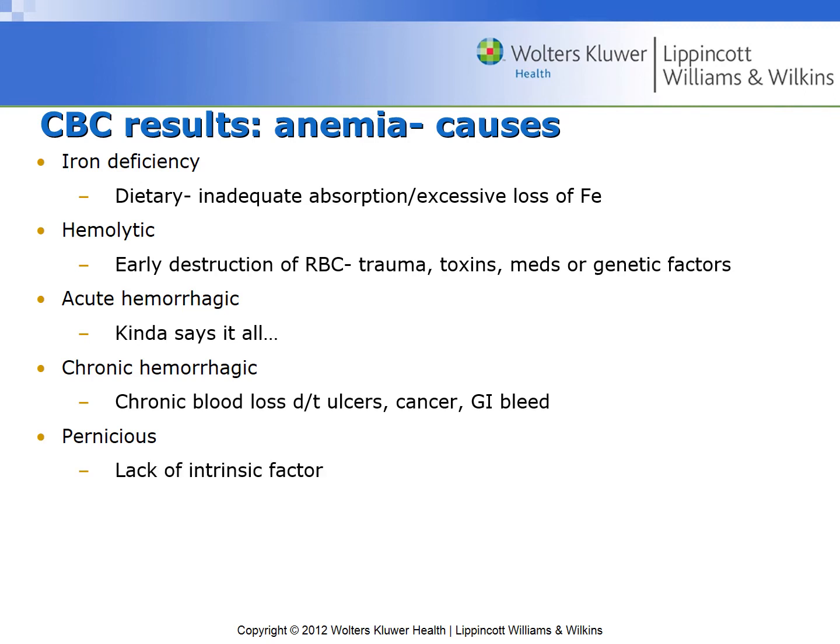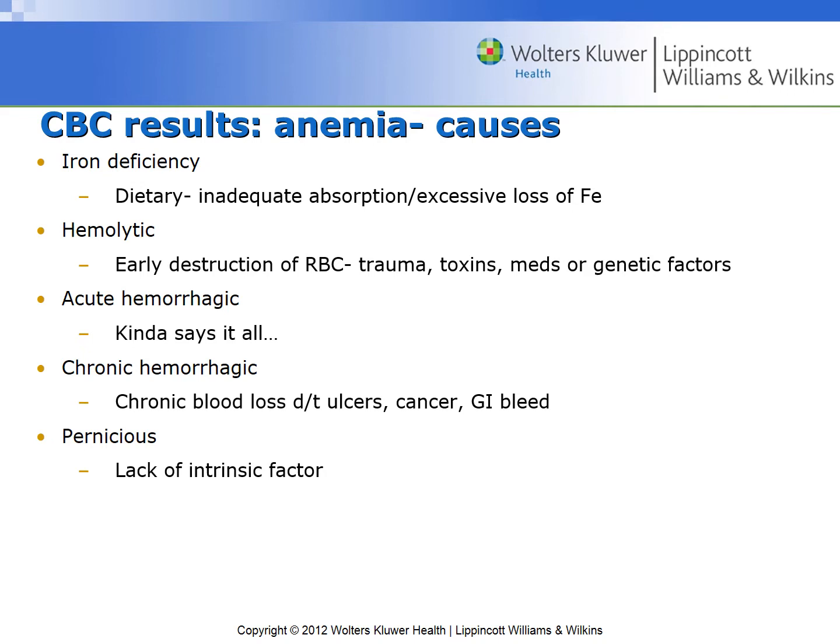Pernicious anemia. Lack of intrinsic factor. Okay, now what is intrinsic factor? Intrinsic factor is the piece needed to absorb B12 from the GI tract, and we require B12 to utilize the iron to make the hemoglobin. If you don't have B12, you don't utilize the iron, you don't make the hemoglobin.